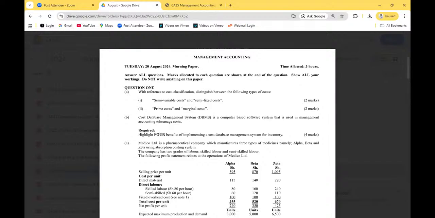Can you now try to direct them to meet, number one, the cost database management? Number two, can you relate that to management accounting? And number three, what is it managing? It is managing cost. Now, the examiner is being specific by telling you, give 4 benefits of implementing a cost database management system for inventory. What are some of the things that are normally used in managing inventory?